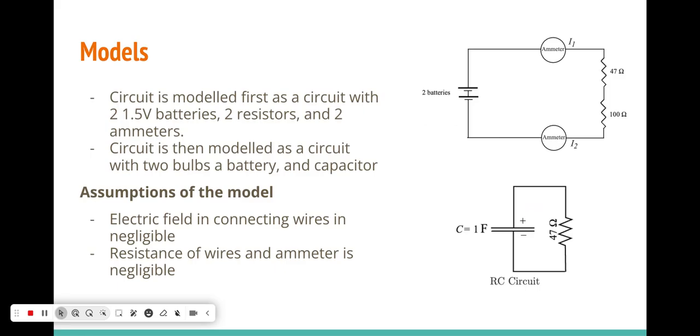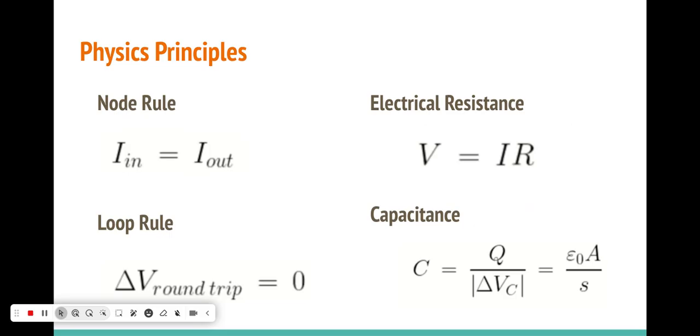So the model is going to be a circuit with 2 batteries, 2 resistors, and 2 ammeters, and the circuit is modeled with 2 bulbs, a battery, and a capacitor as well. The assumptions are that the electric field in connecting wires is negligible and that the resistance of wires and the ammeter is negligible. These are the principles we're going to use: the node rule and the loop rule, as well as electrical resistance and capacitance to determine some different values, including the current, the capacitance, etc.